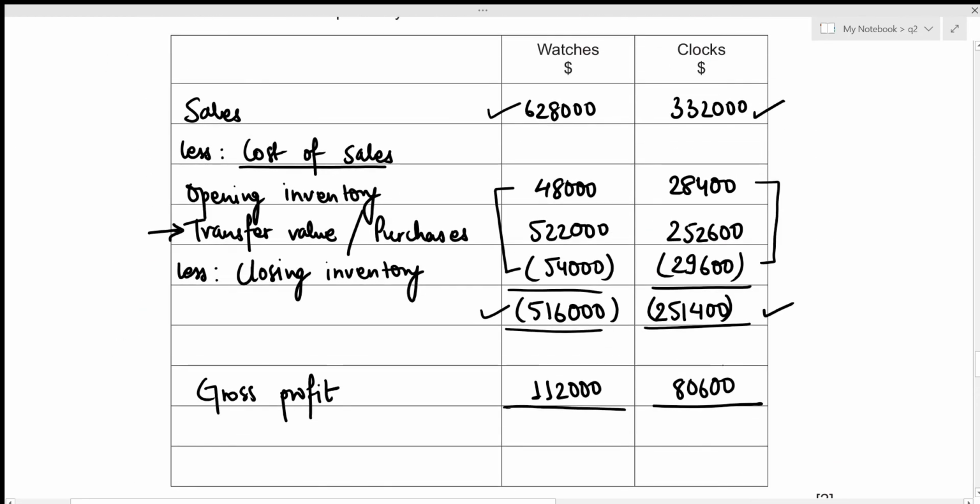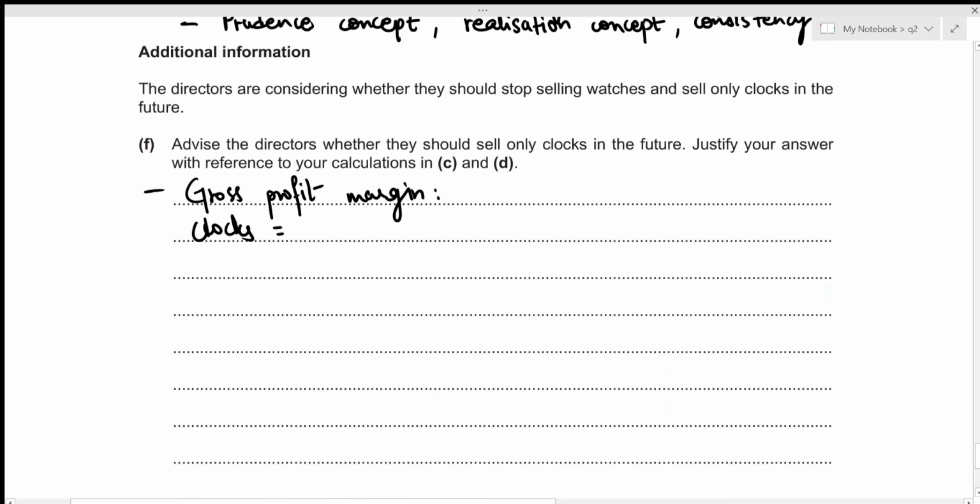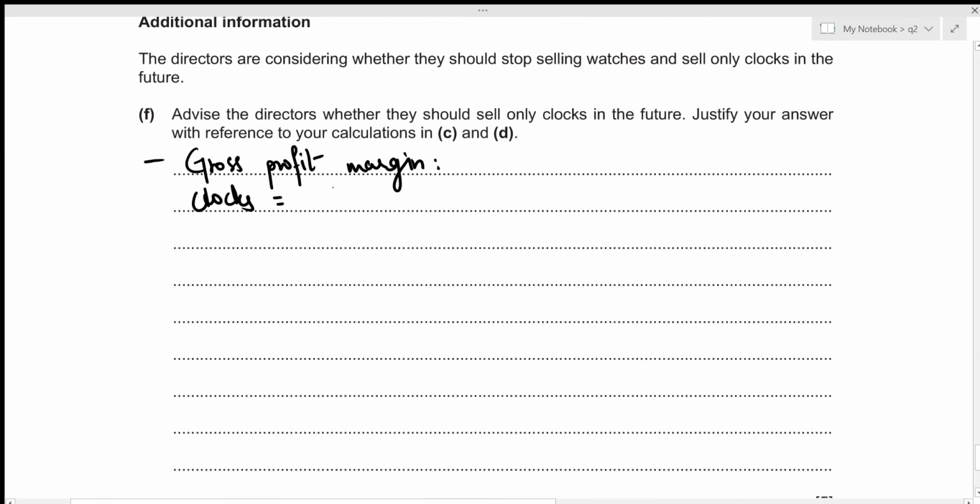So we can see that the gross profit for clocks is 80,600 and the sales revenue was 332,000. So let's figure out our gross profit margin. That's the gross profit of 80,600 divided by the sales revenue of 332,000 times 100%. So this gives the gross margin for clocks to be 80,600 divided by 332,000 times 100%, which gives the value of 24.28%. Now we figure out the same for watches, but since this is manufactured, this is quite difficult.